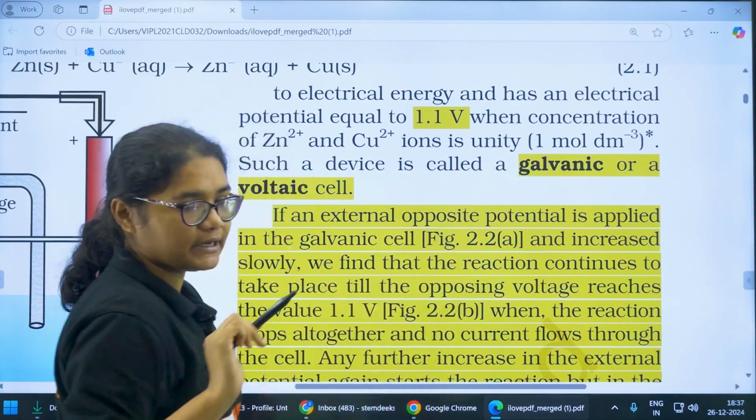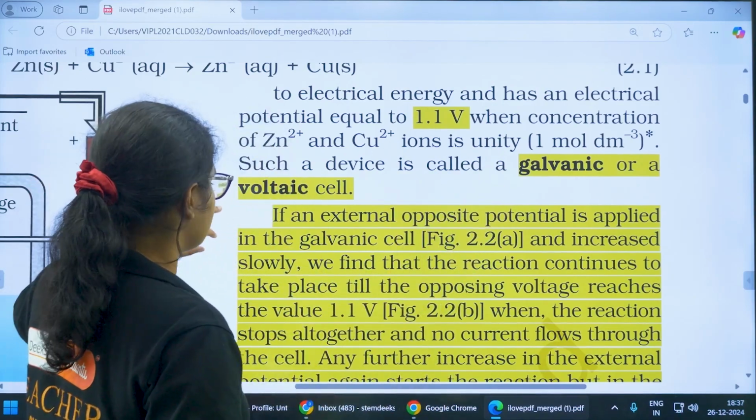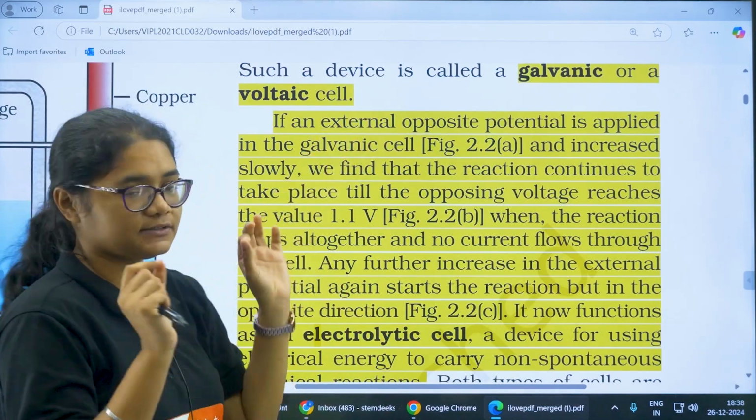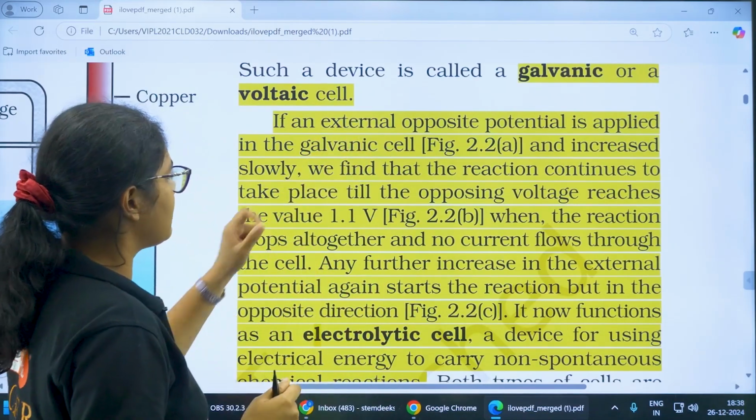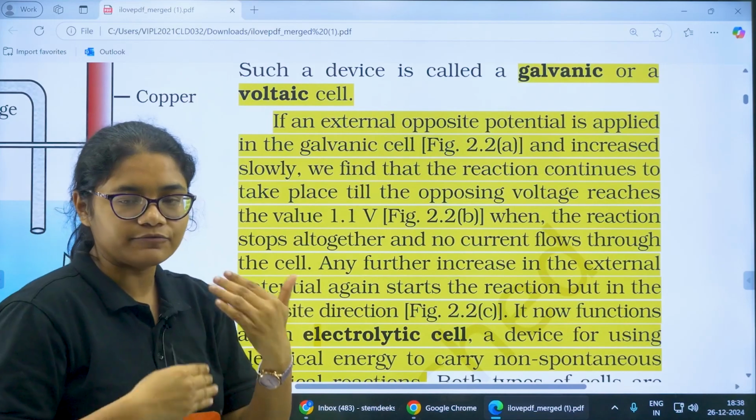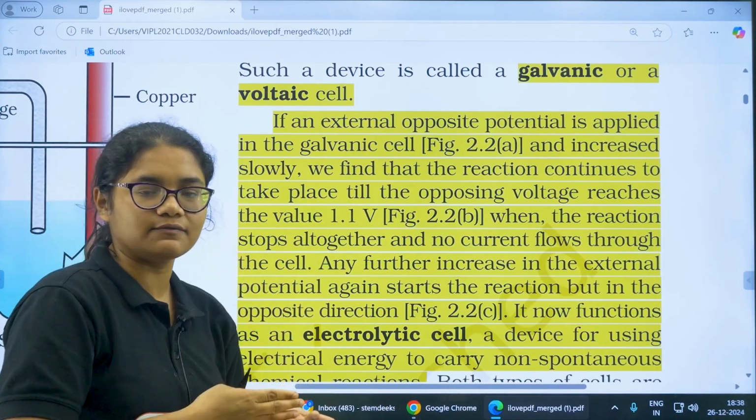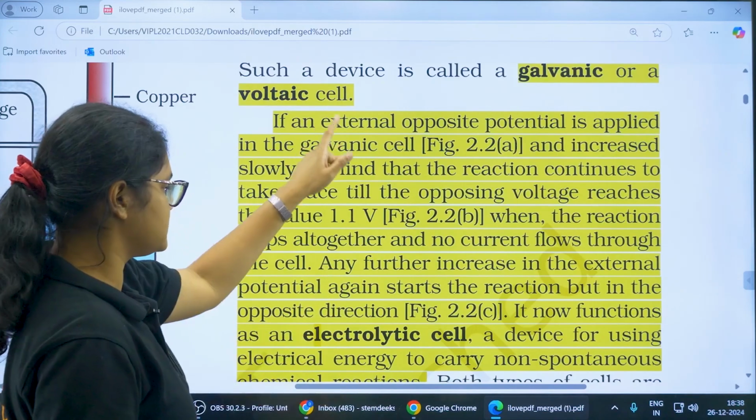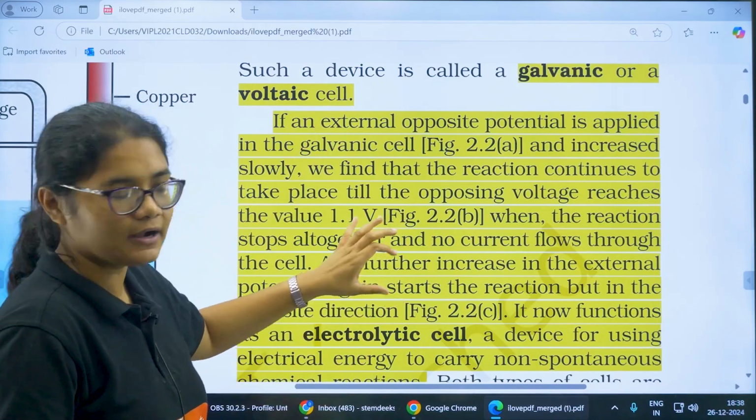is taken as unity. Okay, next you have that this question has been asked many times. The Daniell cell is 1.1 volt, right? So what will happen if the external voltage is less than 1.1, equal to 1.1, and more than 1.1? So there are 3 cases. Here you can read this part.